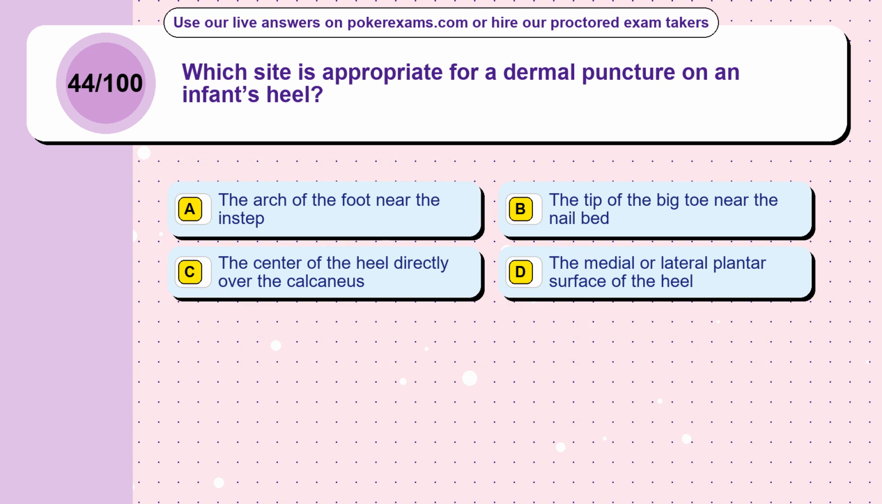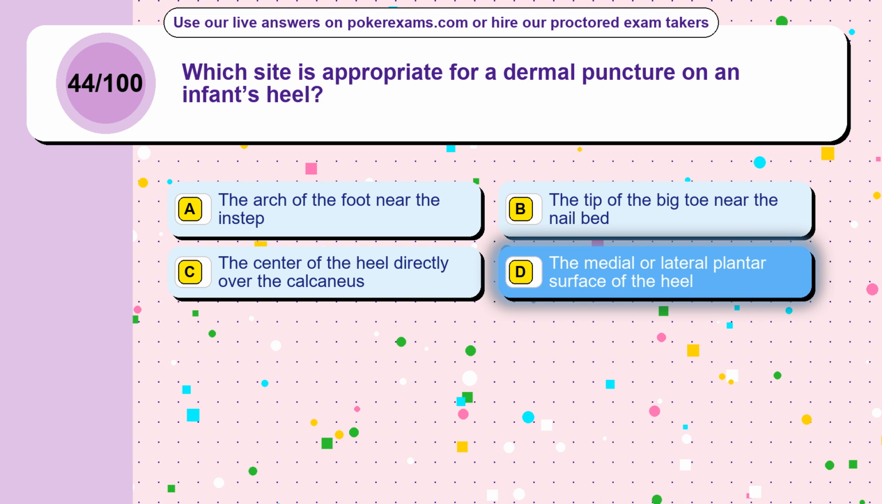Question 44. Which site is appropriate for a dermal puncture on an infant's heel? Option A. The arch of the foot near the instep. Option B. The tip of the big toe near the nail bed. Option C. The center of the heel directly over the calcaneus. Option D. The medial or lateral plantar surface of the heel. The correct answer is option D.